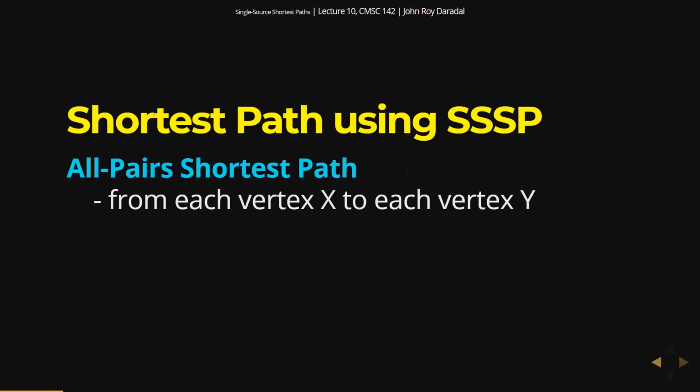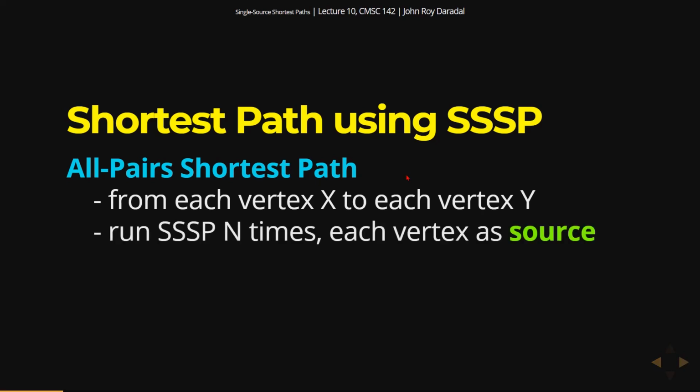And then finally, for all pairs shortest path, you want to find the shortest path from each vertex x to each vertex y. So what will you do? You can run the SSSP algorithm n times, one for each vertex as the source. Let's say that you have 4 vertices, so you can run it with A as the source, B as the source, C as the source, and then D as the source. Since SSSP finds the shortest path from the source vertex to all other vertices, you would have the all pairs shortest path if you run SSSP n times, one for each vertex. However, there are better algorithms that exist instead of doing this. We will discuss this in the next video.